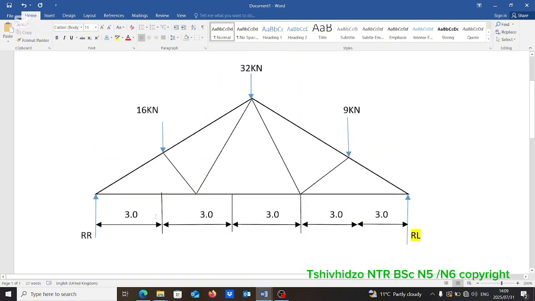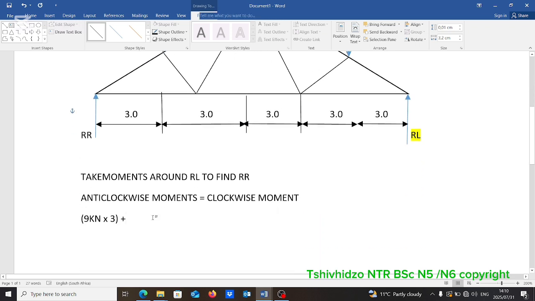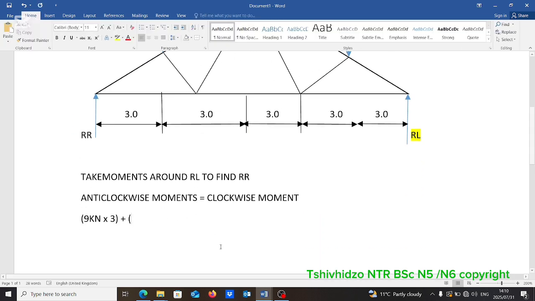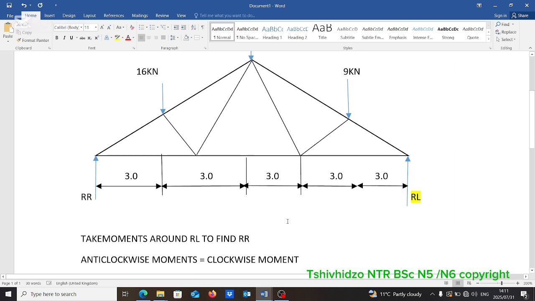32 kilonewton multiplied by the distance. Our distance here will be 9. It will be like this: 32 kilonewton multiplied by the distance. Our distance will be 9.